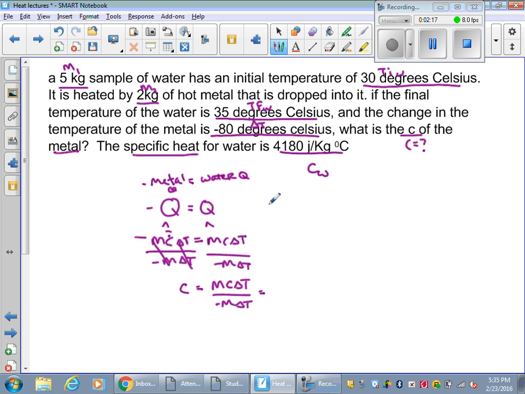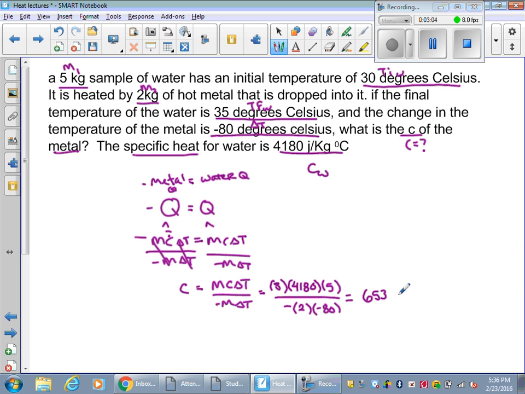Okay, so let's plug these in. My mass of water was 5. My C for water is 4180. And my change in temperature was 35 minus 30, 5 degrees, gained temperature, right? Then divide by the negative mass, which was 2 kilograms of the metal. So my change in temperature I gave you was negative 80, which is good because I'm going to get a negative times a negative here, right? All right, so 5 times 4180 times 5 again, divided by negative 2 times negative 80. Okay. So we get a C, or specific heat capacity, of about 653.